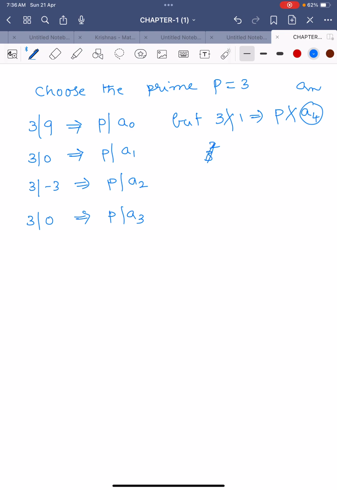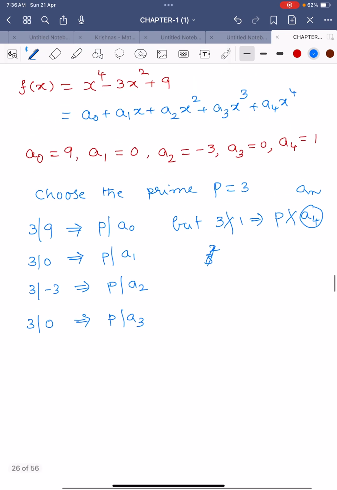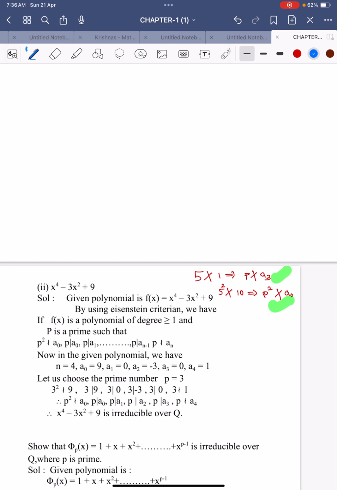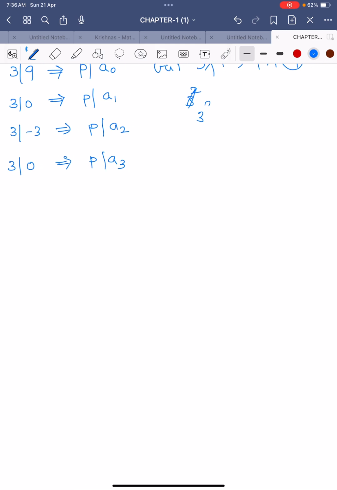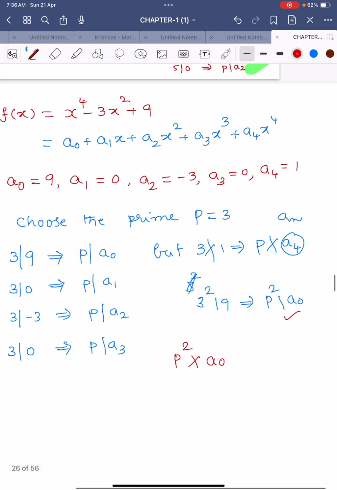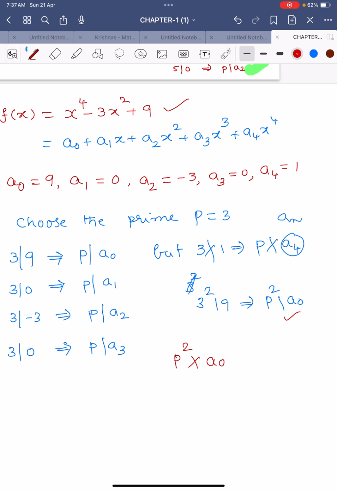So from here, does the prime number's square, 3 square, not divide 9? Actually p square divides 9 here by choosing the prime number p equals 3. 3 square does not divide 9, this is wrong. 3 square divides 9, which implies p square divides a naught. Actually we need to show that p square does not divide a naught, but here p square divides a naught. So it is not possible to apply the Eisenstein criterion for the irreducibility of this polynomial.